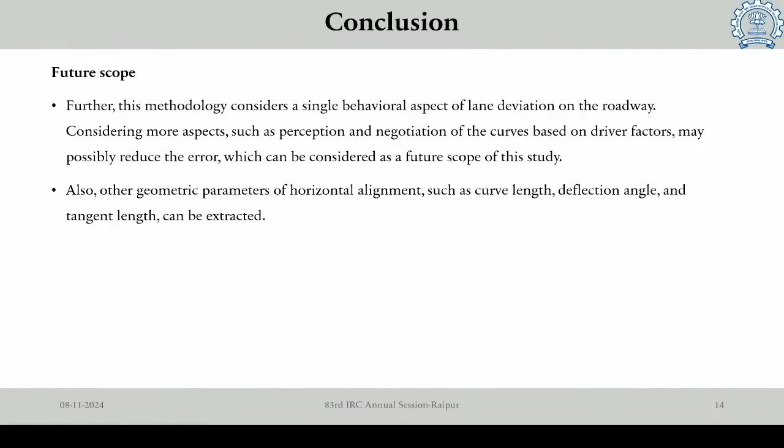The conclusions of this study: this methodology considers a single behavioral aspect. Future scopes of the study: this methodology considers a single behavioral aspect of lane deviation on the roadways. Considering more aspects, such as the speed of the vehicles, and the perception and negotiation of the curves based on the driver's factors, may possibly reduce the error, which can be further considered as a future scope. And the other parameters of the horizontal elements, such as the curve length, deflection angle, and the tangent length, can be extracted.